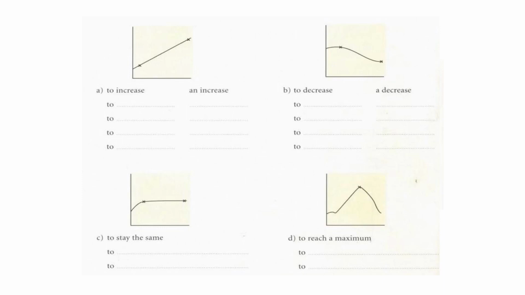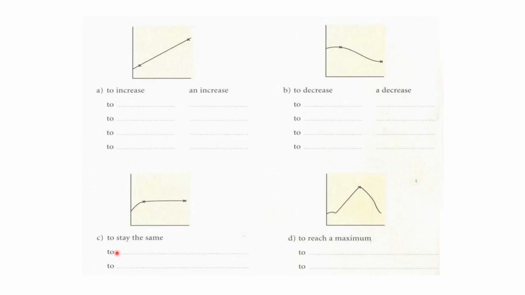To rise, so a rise. Okay. And here is to decrease, a decrease. To drop, a drop. To fall, a fall. To decline, a decline. And this one, to stay the same, to remain the same.